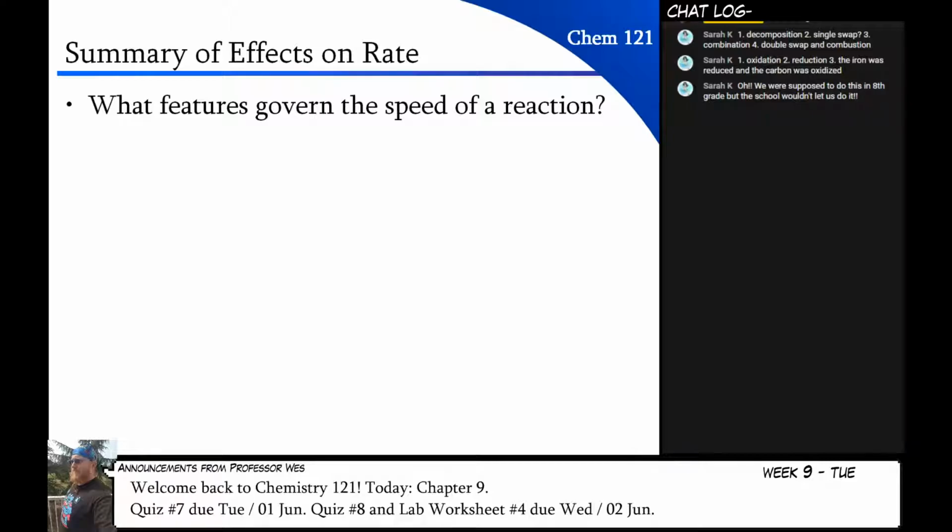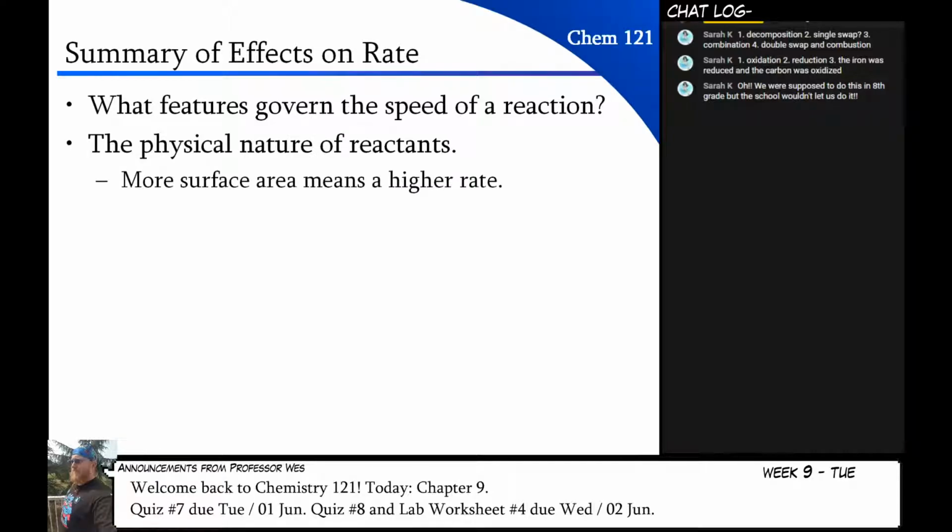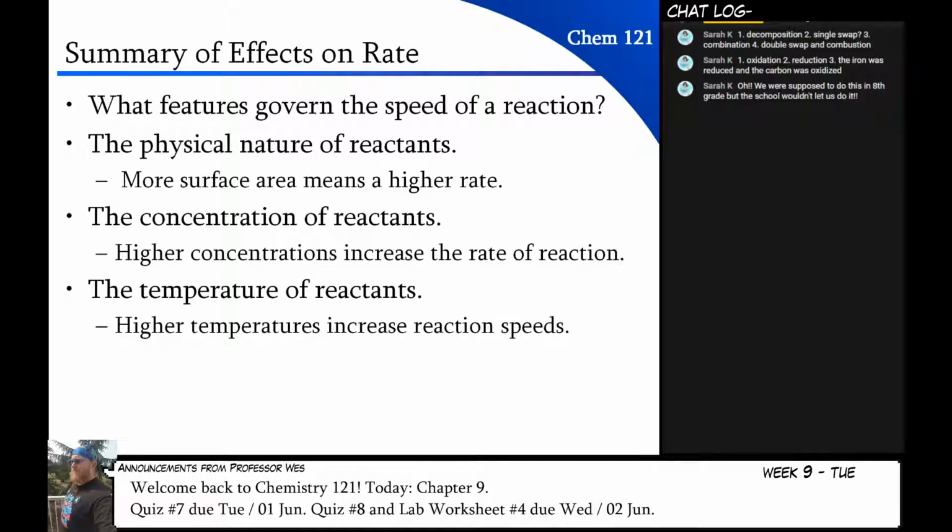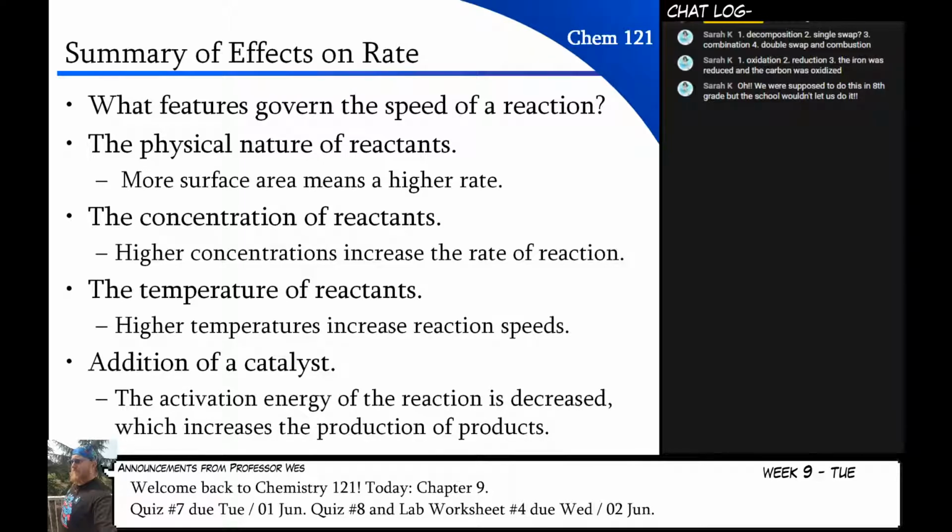All right, so those are the 4 features that govern how fast a reaction goes. So again, we can look at surface area. The more surface area something has, the faster the reaction goes. The more stuff you have, or concentration, the faster the reaction goes. The hotter the reaction is, the faster it goes. And if you put a catalyst in, the reaction will go faster too.